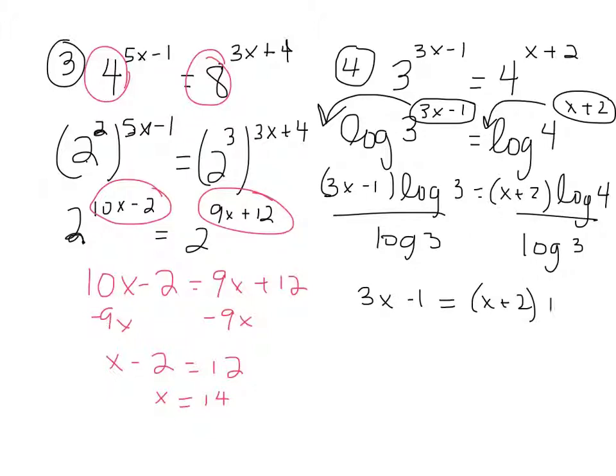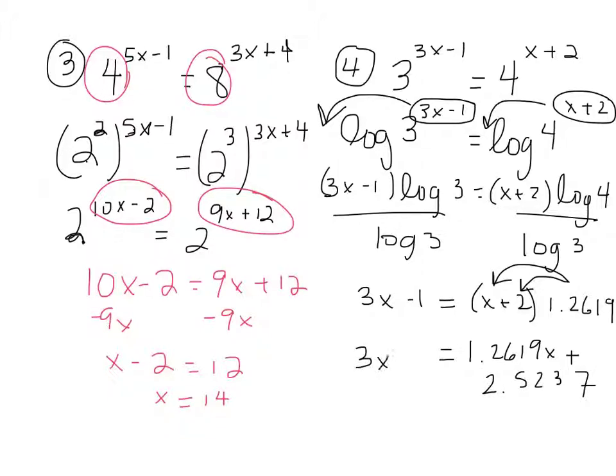So I get 1.2619. Okay, and you can multiply that number in. Now we like to be as precise as possible though, so you might want to store that number just so you have it. So we get 1.2619 times x plus 2. I'm going to store this as a, and I'm going to have 2 times my a. So I get 2.5237 is equal to 3x minus 1.